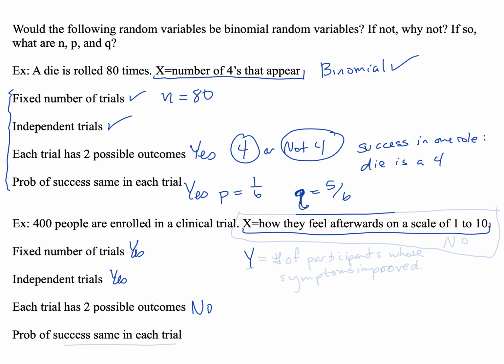So this is not binomial. But if we said Y is the number of participants whose symptoms improved or something like that, then that would be okay. That would be binomial. But we don't know the probability of success. We could assume that it is one probability, and that is what we're trying to find through the trial. So we can model that as a binomial distribution, but as this is currently stated, it is not binomial.